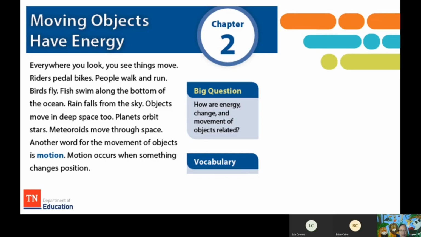Another word for the movement of objects is motion. Motion occurs when something changes position.